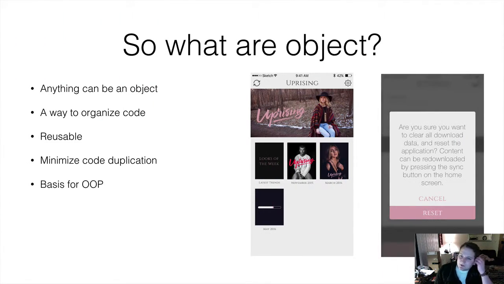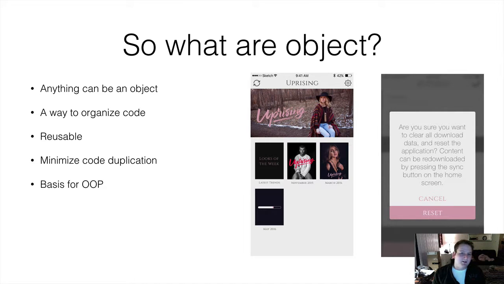Okay, so what are objects? Well, the word object is one of the most generic words in the English language, and that makes a lot of sense because in programming, an object can be anything. It can be an image, such as the ones here on the screen. It can be text, like these labels. It can be a button. It can be something way less concrete. It can be a manager that manages network calls. It can be an interaction with a user.